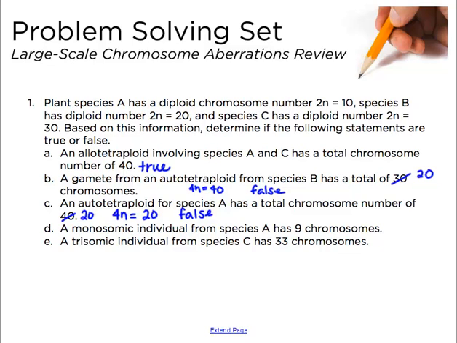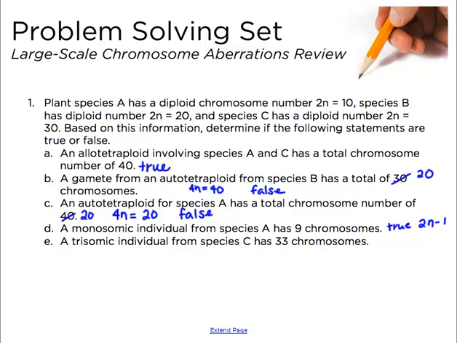Okay? Part D. A monosomic individual from species A has 9 chromosomes. Well, this is true. Remember that monosomy can be written as 2n minus 1 because you're missing 1 chromosome out of a homologous pair. So for plant species A, the diploid number is 10, so that's 2n, and 10 minus 1 would equal 9, so that's true.